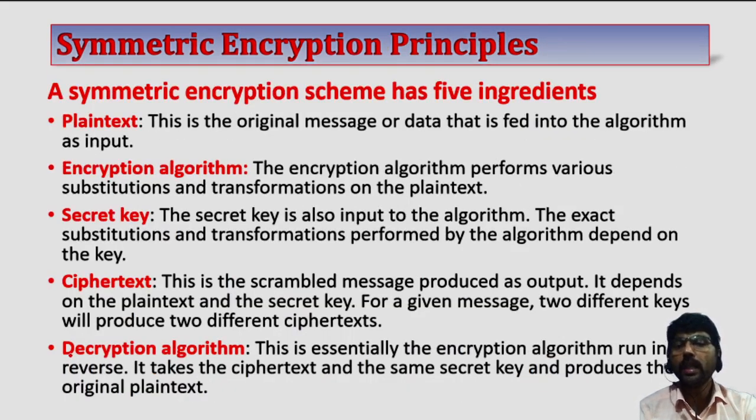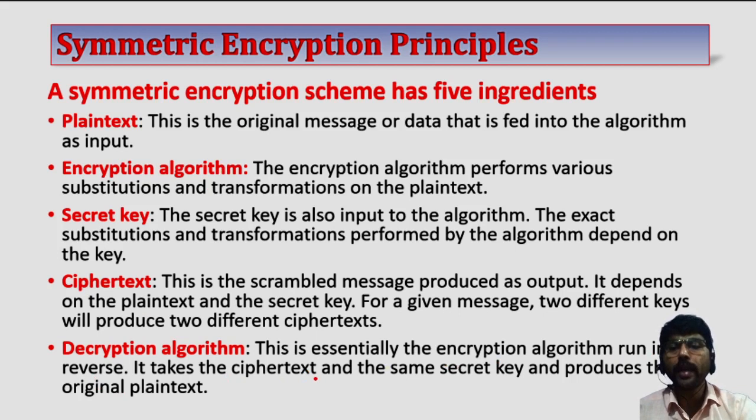Next one is called decryption algorithm. This is the opposite of the encryption algorithm. This decryption algorithm also needs the secret key as an input and ciphertext as an input. This is essentially the encryption algorithm run in reverse. This is a reverse process of the encryption algorithm.